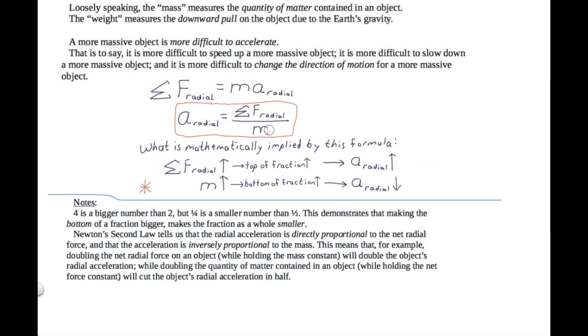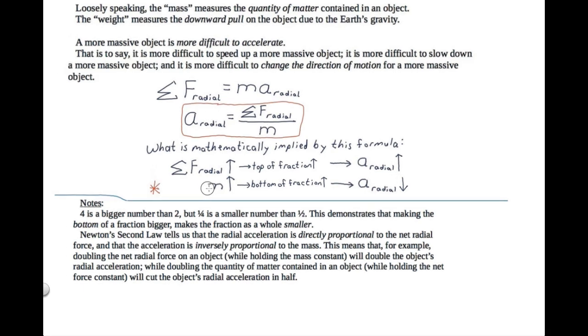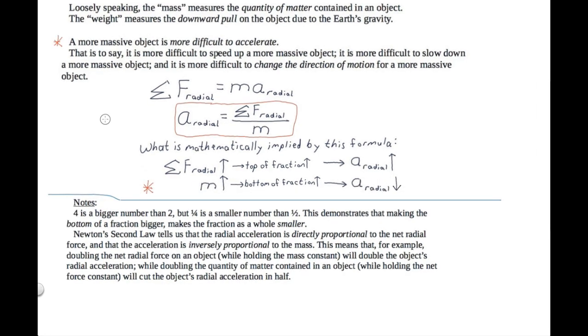The mass is on the bottom of this fraction. So increasing the object's mass will increase the bottom of the fraction. Increasing the bottom of a fraction makes the fraction as a whole smaller. So, increasing the object's mass while holding the net radial force constant will decrease the radial acceleration. This confirms our earlier statement that a more massive object is more difficult to accelerate.